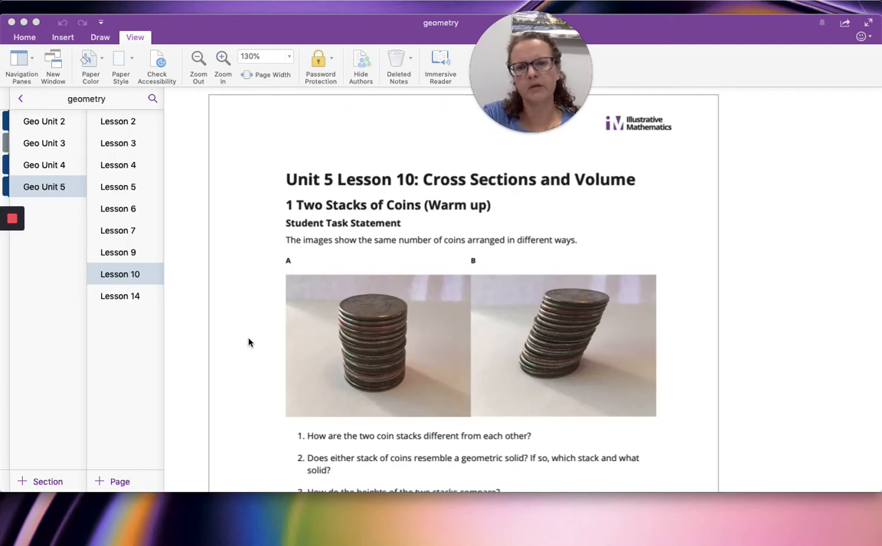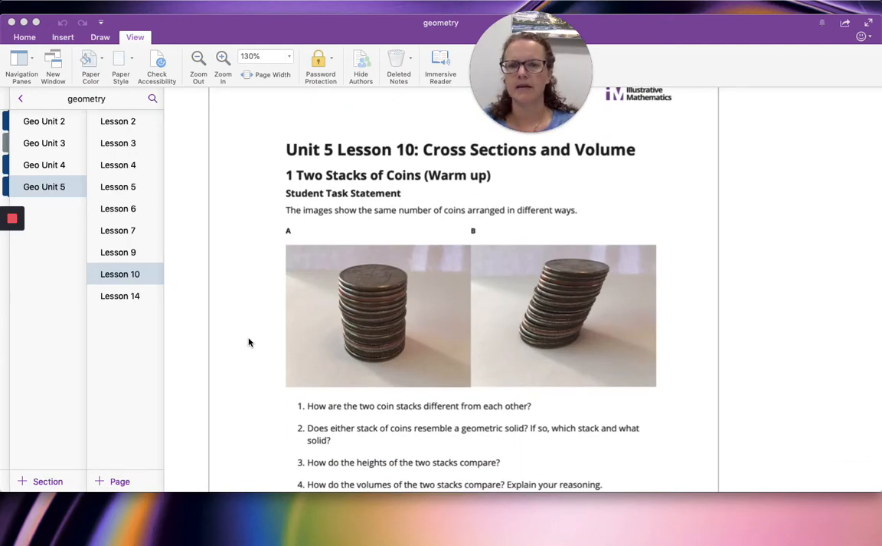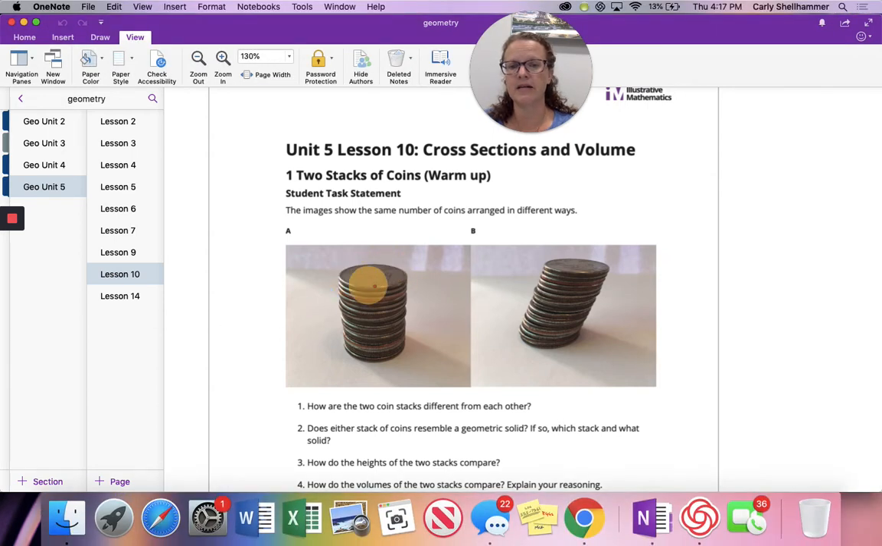All right, Unit 5, Lesson 10. The images show the same number of coins arranged in different ways. So here we have a straight up and down cylinder with the same number of coins as this cylinder that's slanted, but the exact same height. All right, our radius is the same because they're quarters. And our heights are the same.